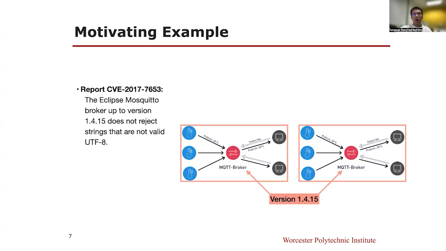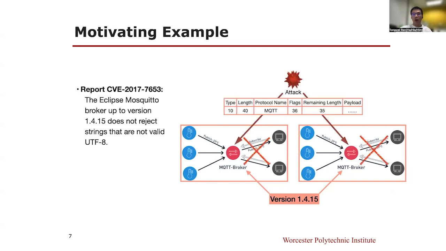A CVE reported that the Eclipse Mosquitto broker up to version 1.4.15 doesn't reject strings that are not valid UTF-8. The bug will disconnect other clients when they receive those invalid messages. By designing a malicious message, the attacker can attack every Eclipse broker with this version and cause vast disconnection.